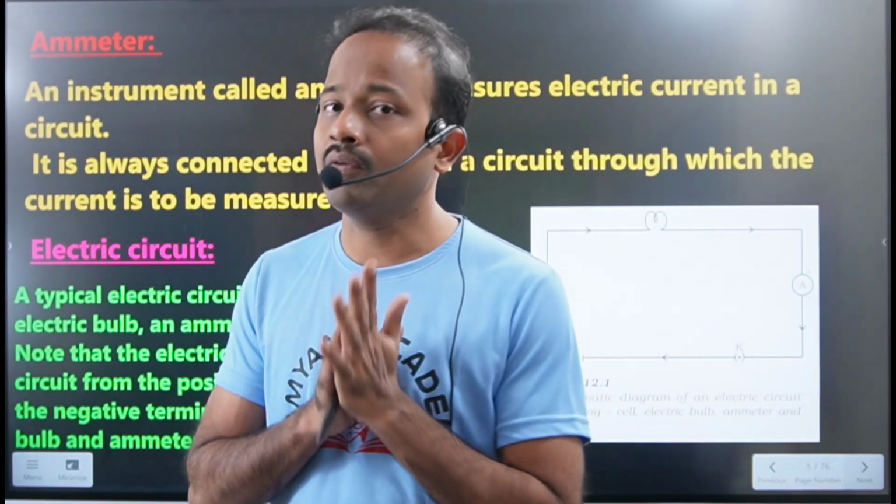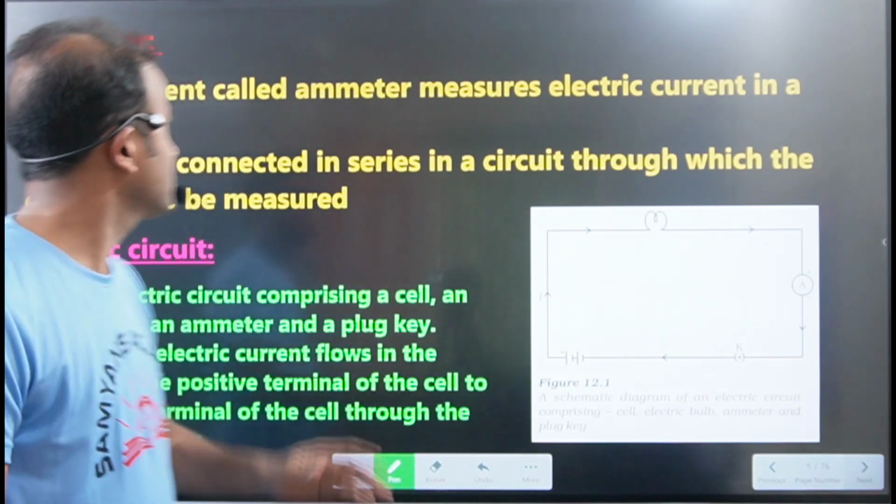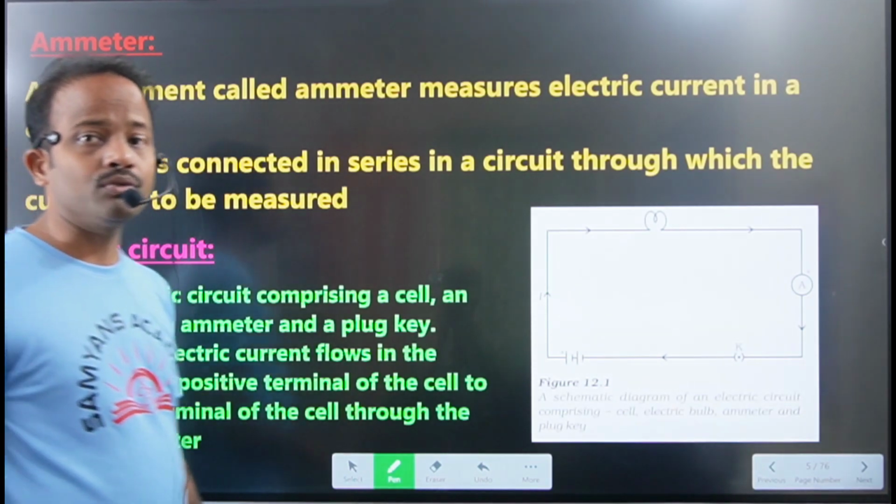Okay, ammeter always you have to connect in series to measure the electric current. Now see, an instrument called ammeter measures electric current in a circuit, and it is always connected in series in a circuit through which current is to be measured.